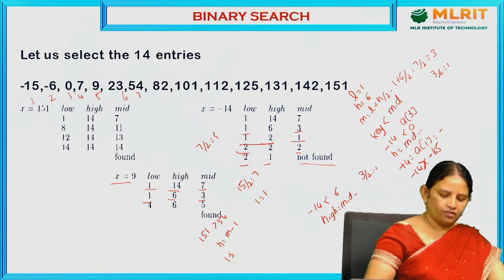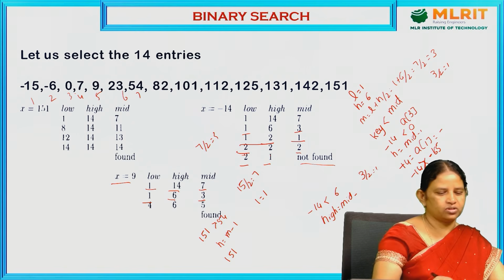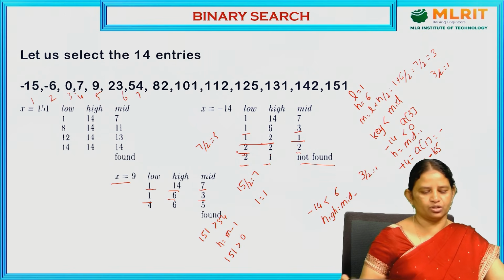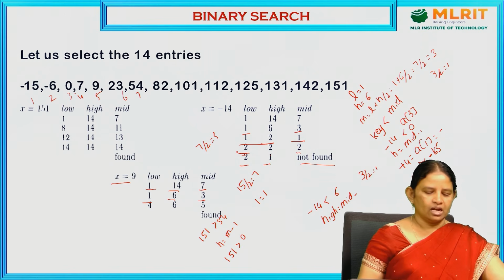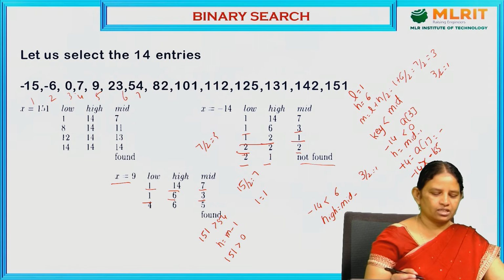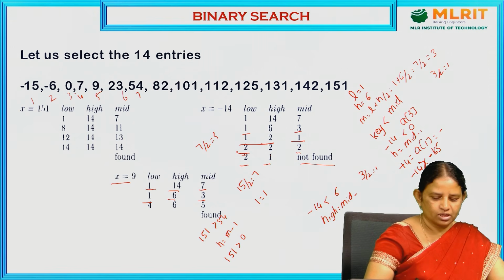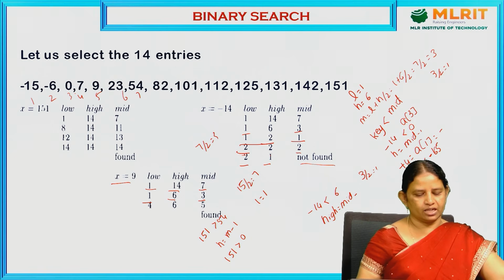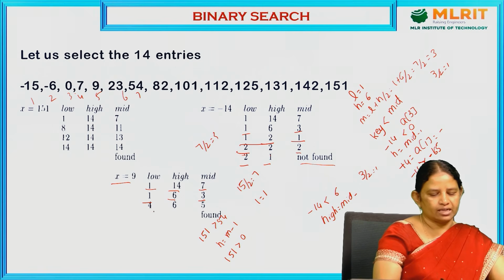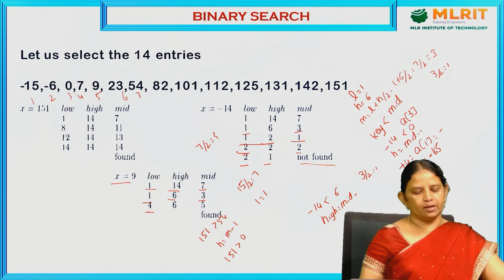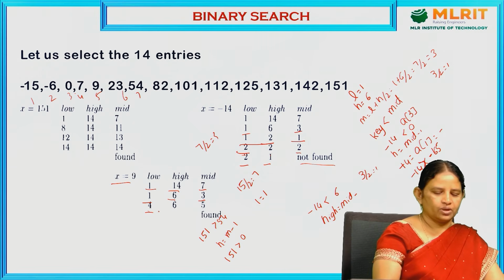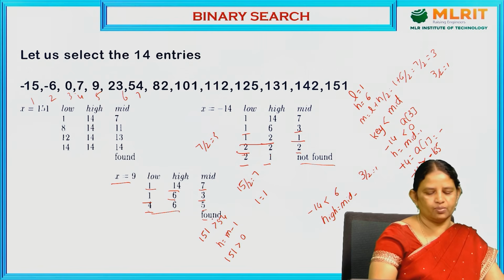So for 151, what is A of 3? The element in A of 3 is 0. 151 is greater than 0. So we have to calculate low value equal to mid plus 1. Mid plus 1 means 4. 4 plus 6 means 10, divided by 2 gives 5. The fifth position element is found.